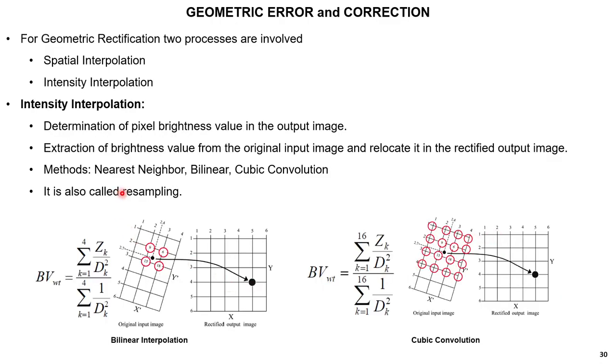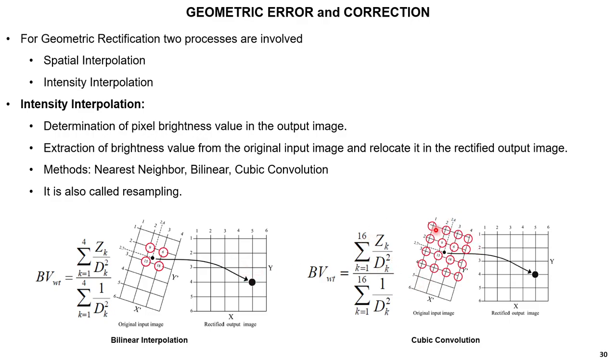So the second one is intensity interpolation. For this we have three different types. There are other methods also, but here we are seeing nearest neighbor, bilinear, and cubic convolution. In bilinear, it will take the four nearest points and then compute. Here Z is your brightness value, D is the distance from the center to the nearest point, and then we can compute the corresponding brightness.